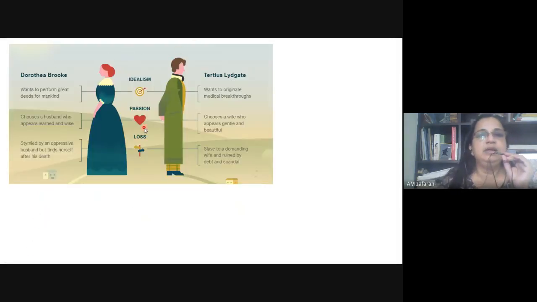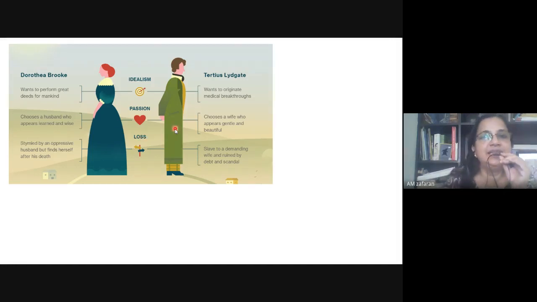Now, there are things that unite Lydgate and Dorothea. Their idealism, their passion, and also the losses that they suffer. So, on the side of Dorothea, see, she wants to perform great deeds for mankind. And Tertius Lydgate also wants to do some research that will make medical breakthroughs. So, both are idealistic. As far as passion goes, she chooses a husband who appears learned and wise. So she prefers to be in the company of a man who she thinks is intelligent.